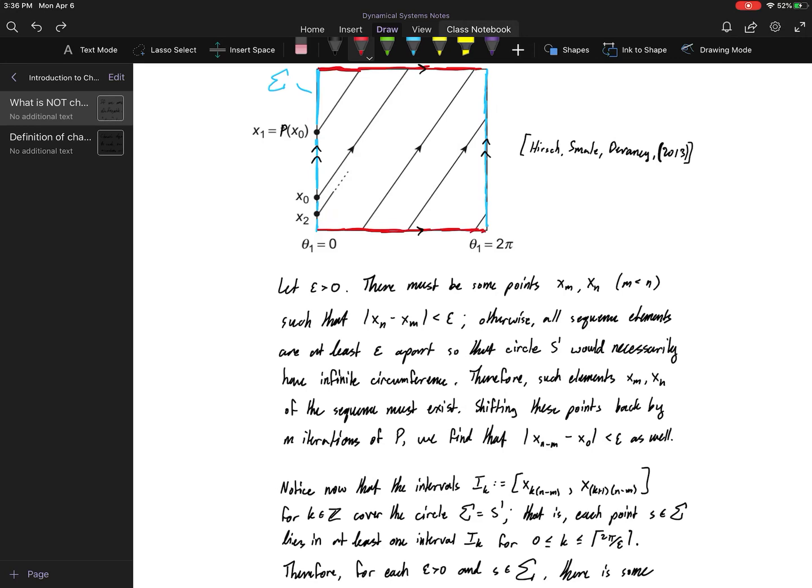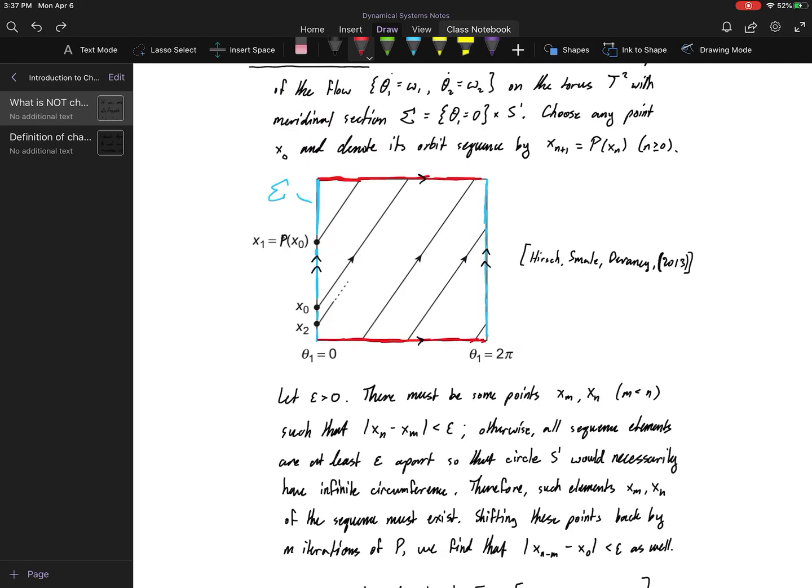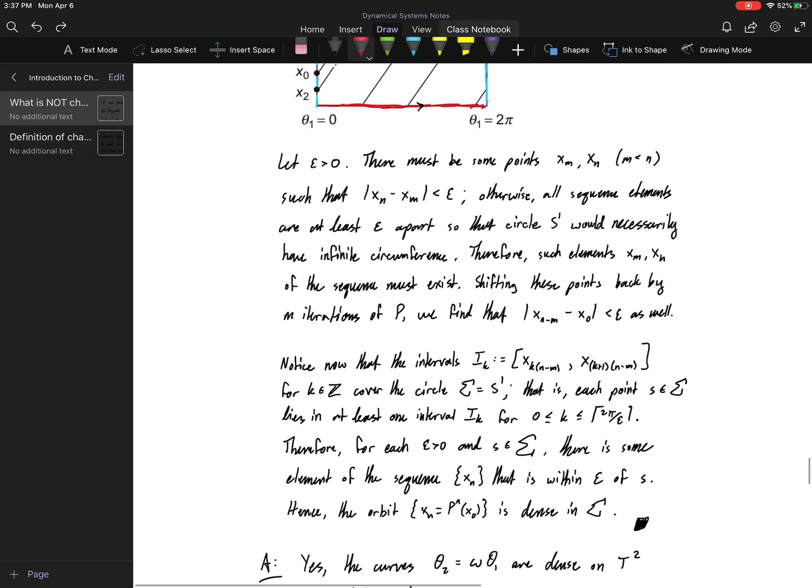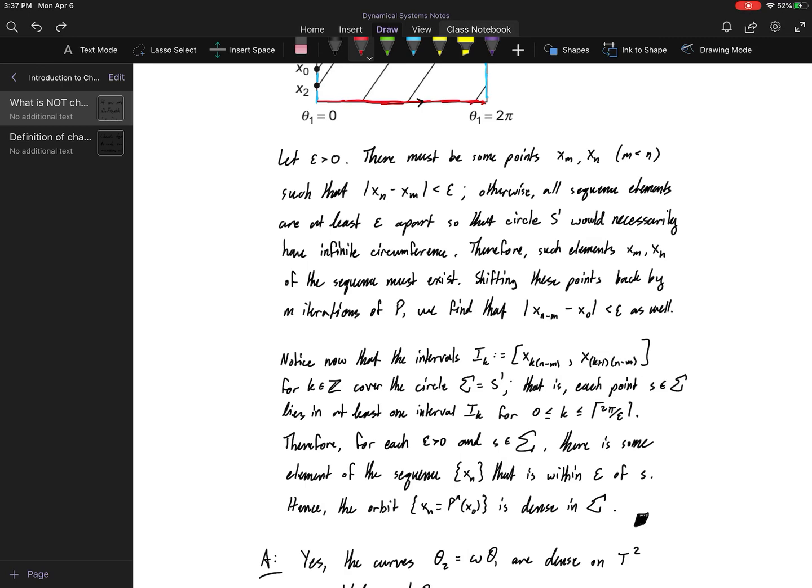So we can actually go ahead and take this pair and shift it back so that m is actually at 0. We're just going to pull the orbit back a little bit by m. We shift back by m iterations of the Poincare map and find that this element xn minus m is actually within epsilon of the initial condition x0. And we're going to use this as a fundamental building block of a covering, where we're going to cover the circle with segments, or what would they be? They would be arcs. We're going to fill in the circle with these arcs of length no greater than epsilon.